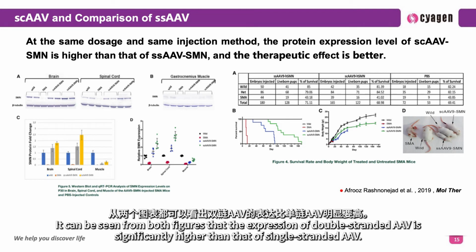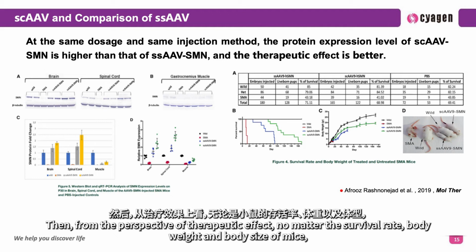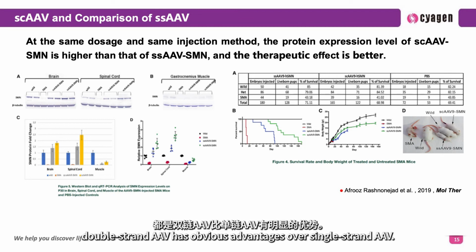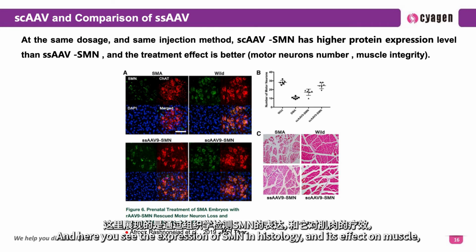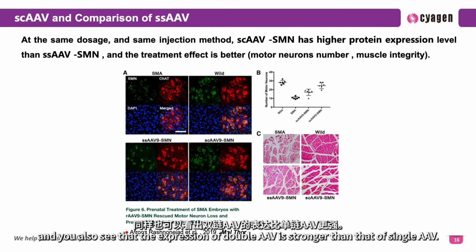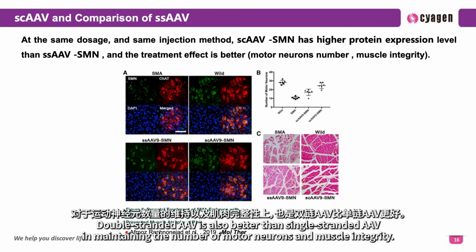It can be seen from both figures that the expression of double-stranded AAV is significantly higher than that of single-stranded AAV. Then, from the perspective of therapeutic effect, no matter the survival rate, body weight and body size of mice, double-strand AAV has obvious advantages over single-strand AAV. And here you see the expression of SMN in histology, and its effect on muscle. And you also see that the expression of double AAV is stronger than that of single AAV. Double-stranded AAV is also better than single-stranded AAV in maintaining the number of motor neurons and muscle integrity.